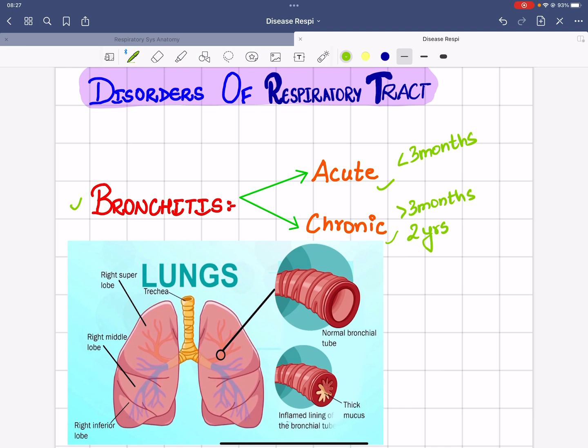Now, bronchitis, especially in the acute stage, is usually caused by the common cold. We usually have the common cold, then influenza, or even complications of measles or whooping cough. These are all the causes for developing the acute form of bronchitis.